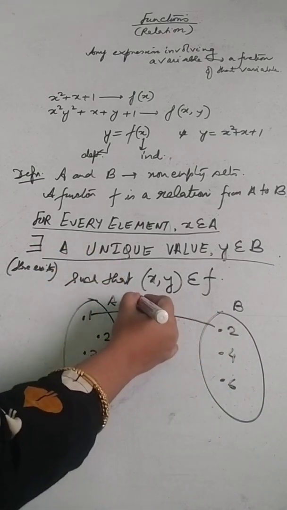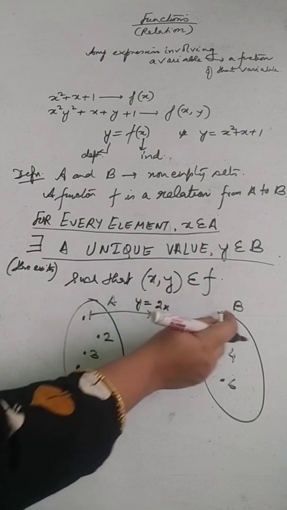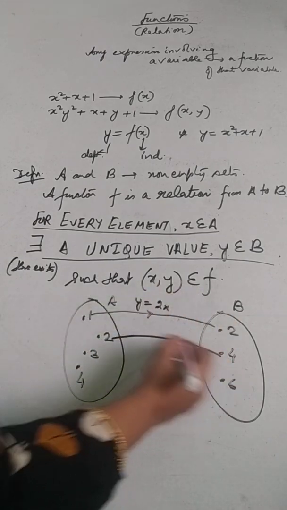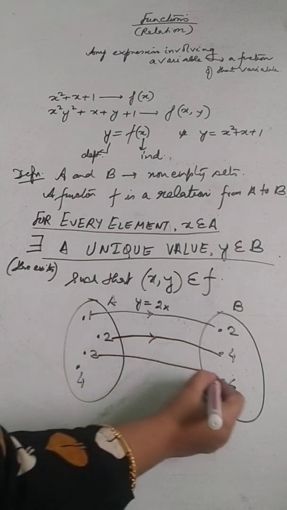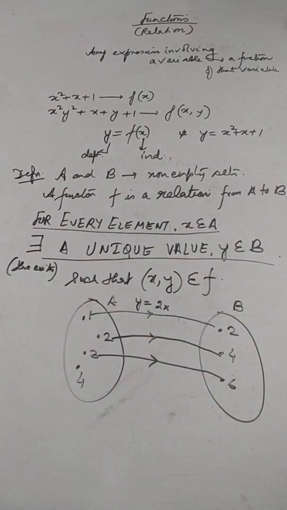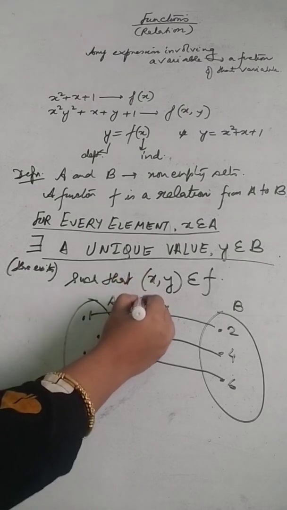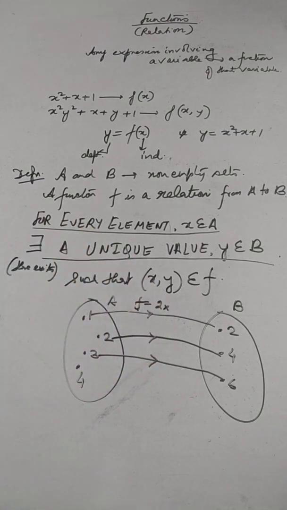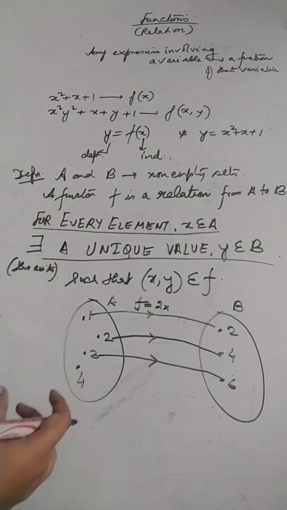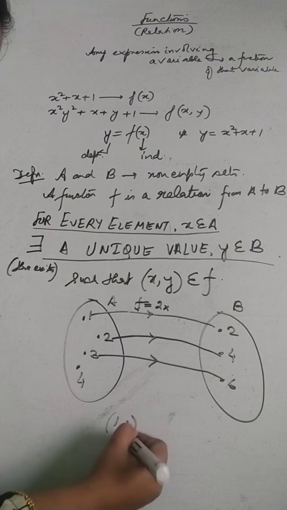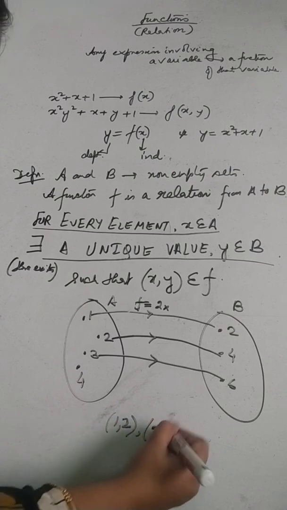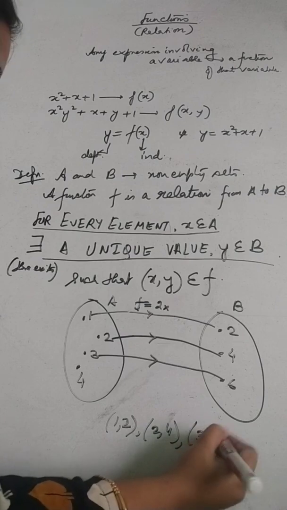What is the function over here? If you notice, y is equal to 2x. 2 is twice of 1, 4 is twice of 2, 6 is twice of 3. So y is 2x, or you can simply write f is equal to 2x. F means f(x). So what are the pairs of elements that I have? If I write it in listed form, then the pairs are (1, 2), (2, 4), and (3, 6).